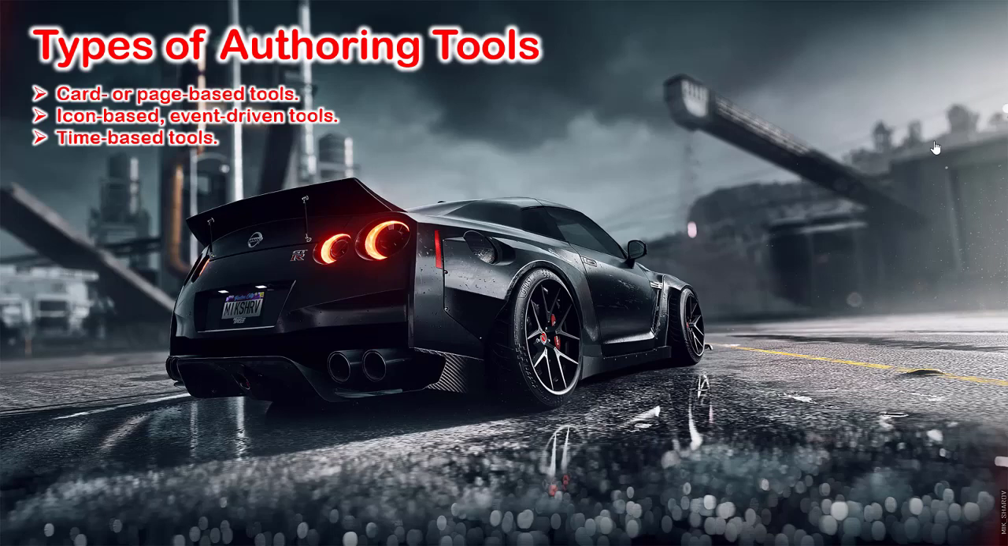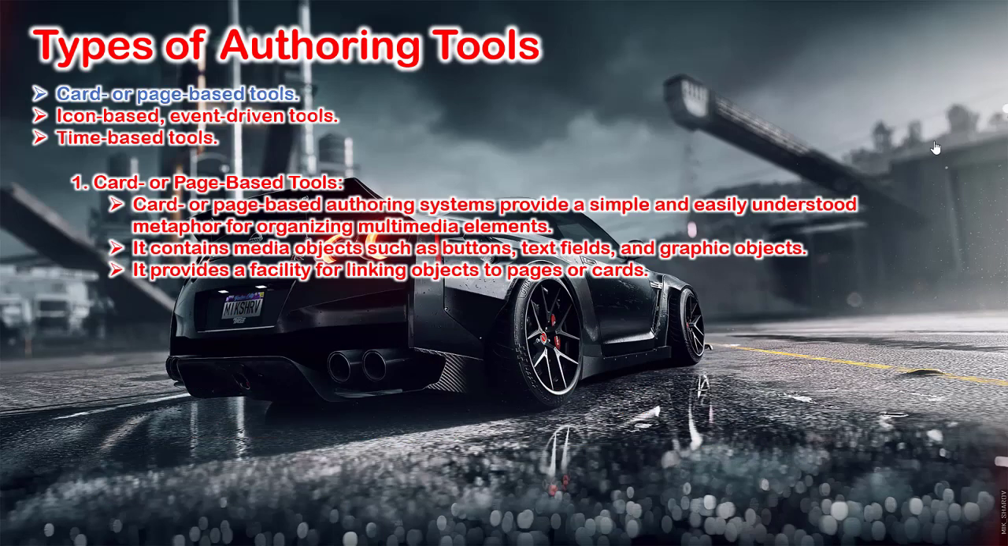This slide shows the types of authoring tools. There are three types: card-based or page-based tools, icon-based or object-based tools, also known as event-driven authoring systems, and finally time-based tools. Card-based or page-based tools are authoring systems wherein the elements are organized as a stack of cards or pages of a book, respectively. Thousands of pages or cards may be available in the book or stack.